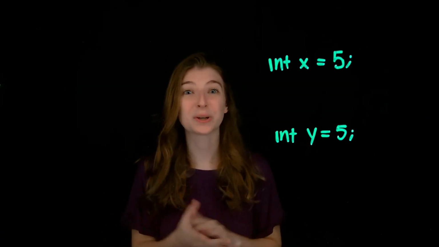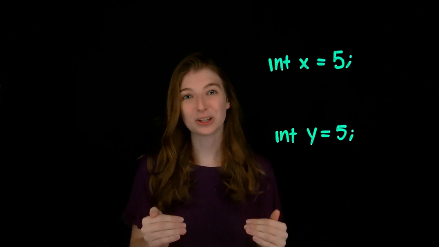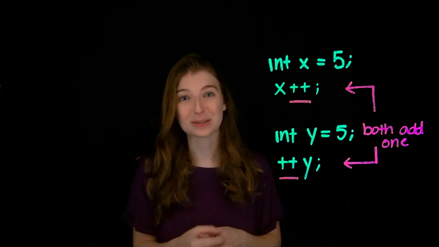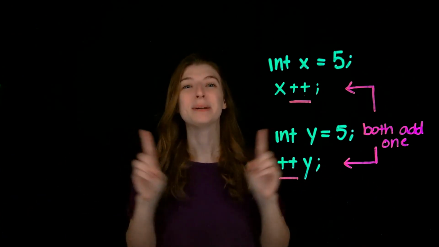Check this out. I have two variables, x and y, both storing the number 5. Under each one, I've written a shorthand that adds 1 to the variable. The only difference is which side I put the plus plus on. Looks simple, right? But here's the catch.